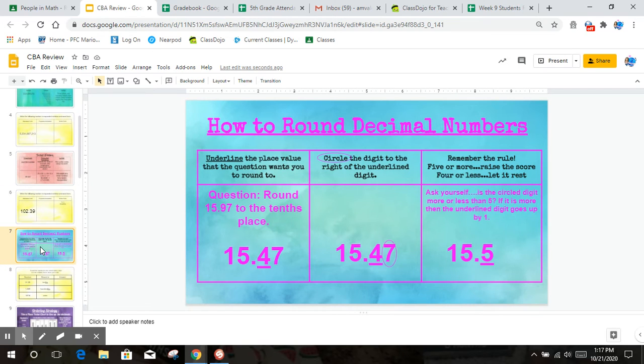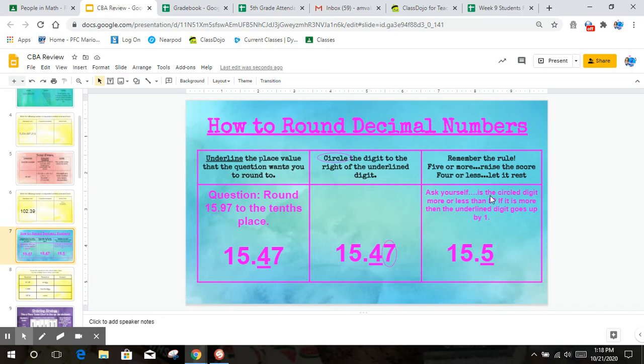For rounding, you have 3 steps. First step is to underline the place value that the question wants you to round to. So let's say the question says round this number to the 10th place. Well, that would be my first step. My 4 is in my 10th place, so I need to make sure I underline that. Again, that was a mistake that I was seeing. I would have kids underlining the wrong place value. For example, they would underline the 5 and then circle the 4 when they should have underlined the 4 because the 4 is in the 10th place. So underline the 4, then circle the digit to the right. That would be your 7.